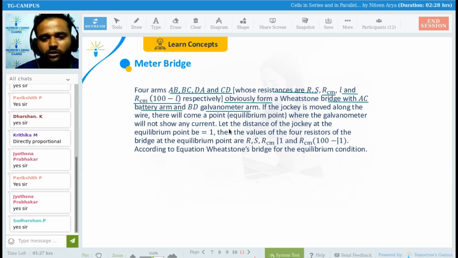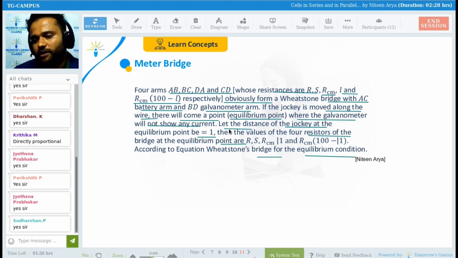if the jockey is moved along the wire, there will come a point, the equilibrium point, where the galvanometer will not show any current. Let the distance of the jockey at the equilibrium point be l. Then the values of the four resistors of the bridge at the equilibrium point are R, S, R cm l and R cm 100 minus l, according to the equation of the Wheatstone bridge for the equilibrium condition.